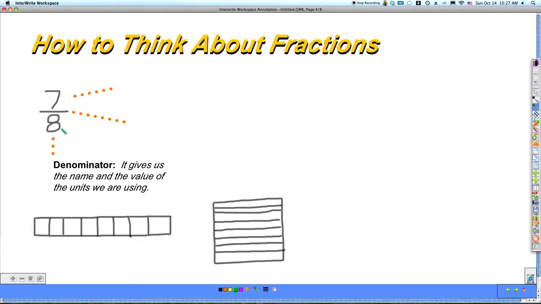In this case, the denominator is 8, and that tells us that we're going to be dividing all of the wholes into 8 pieces. We can show that either with a bar model like this, or sometimes we'll use models, squares, and we'll cut those up into strips like that.